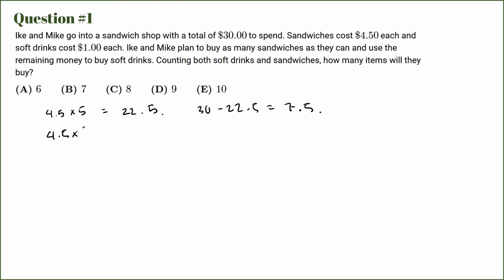4.5 times 6 equals 27. 30 minus 27 equals 3. That's not enough money to buy another sandwich, but they could buy 3 soft drinks with that. So that would be 3 soft drinks plus 6 sandwiches, which is 9. D.